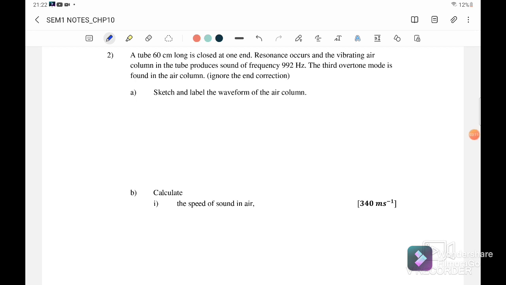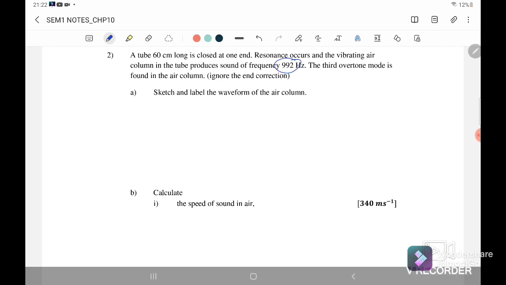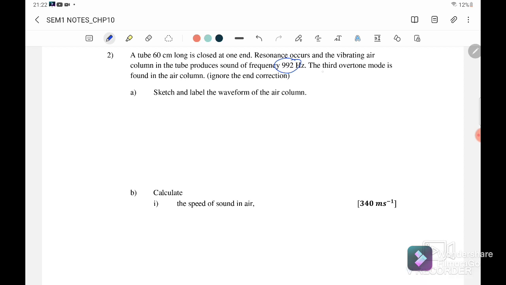Next one, question number 2. A tube 60 cm long is closed at one end. So this is a closed pipe. Resonance occurs and the vibrating air column in the tube produces sound of frequency 992 Hz. The third overtone mode is found in the air column. So the third overtone for the closed pipe is actually equal to the 7th harmonic.